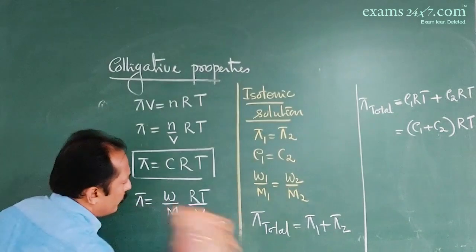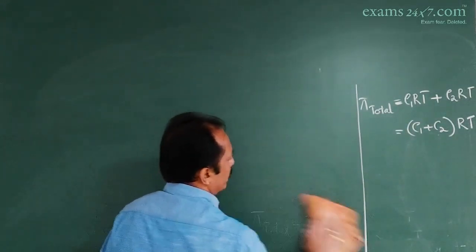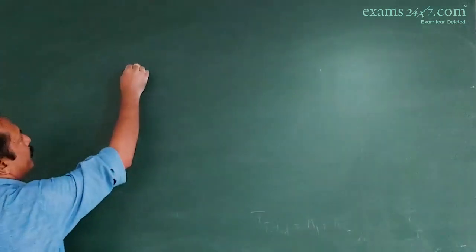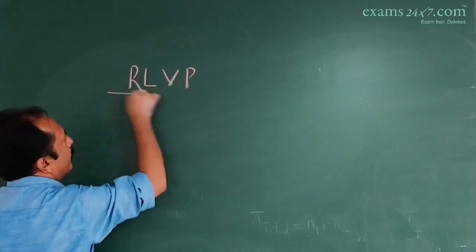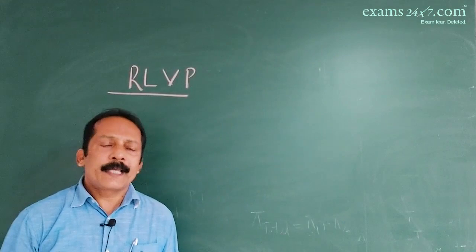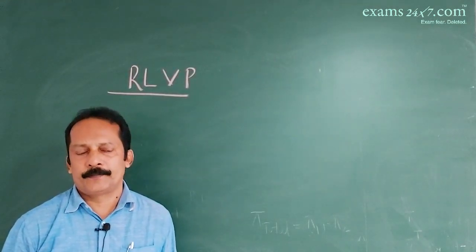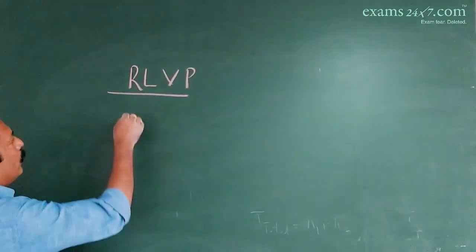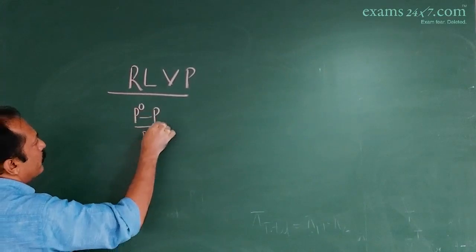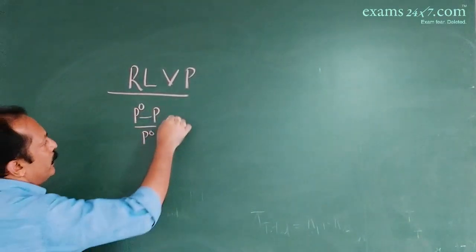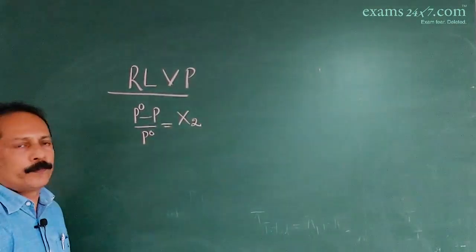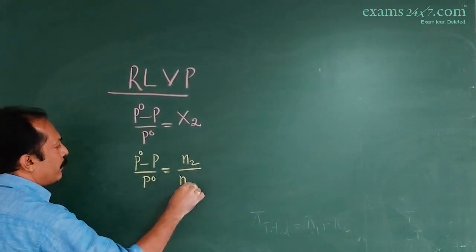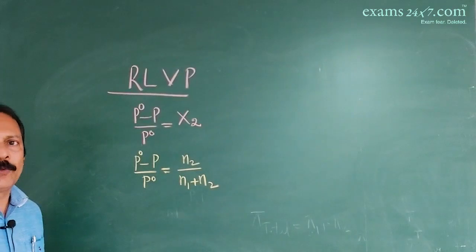Okay. Now, next moving on to relative lowering of vapor pressure. This concept is very, very important. It is also given as RLVP, relative lowering of vapor pressure. According to Raoult's law, relative lowering of vapor pressure is equal to the mole fraction of the solute. So P naught minus P divided by P naught indicates relative lowering of vapor pressure. It equals the mole fraction of the solute, or we can write N2 divided by N1 plus N2.